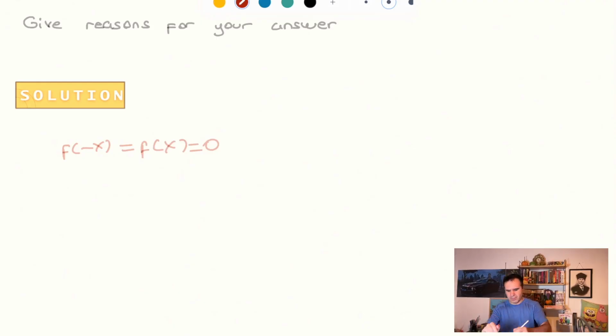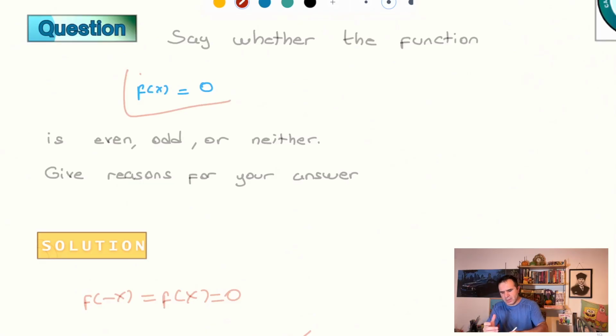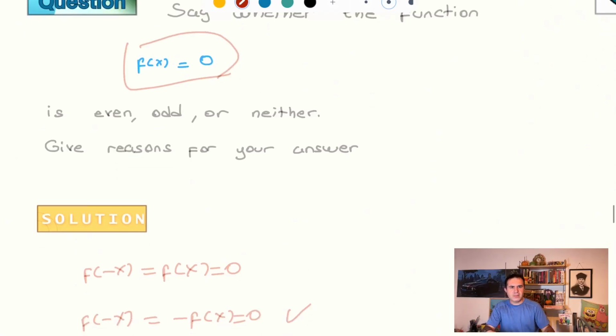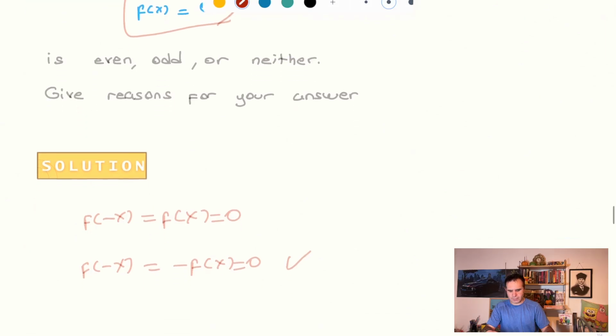This means f of x equals 0 is an even function, but also f of minus x equals minus f of x equals 0. This makes the function odd. So f of x equals 0 is both an even and an odd function.